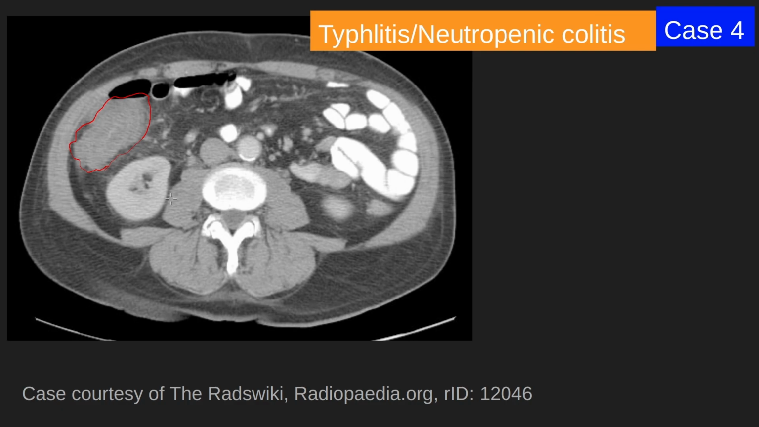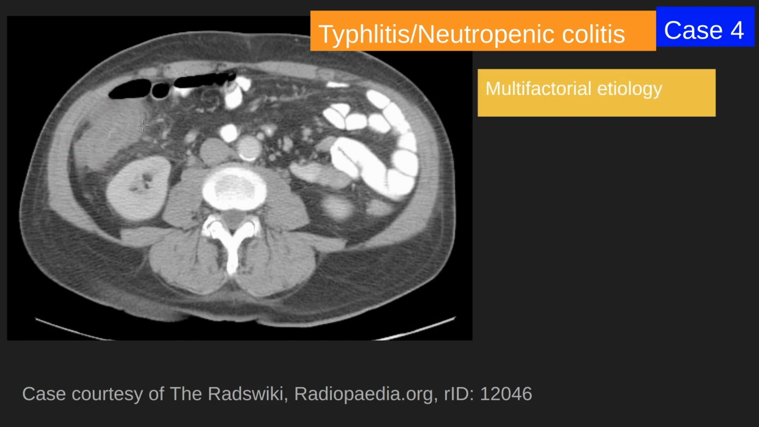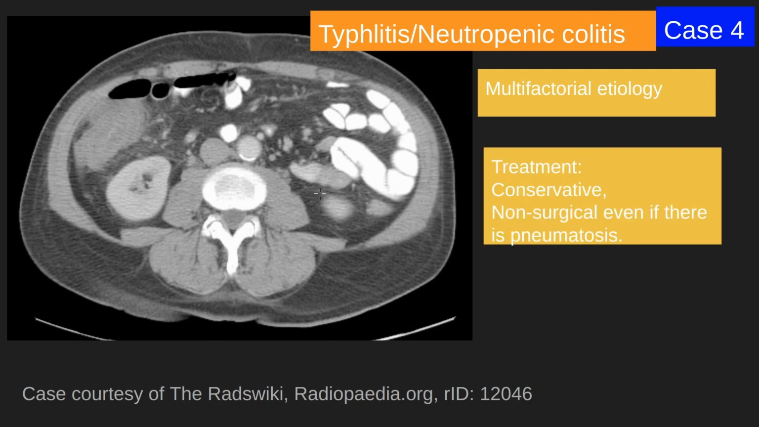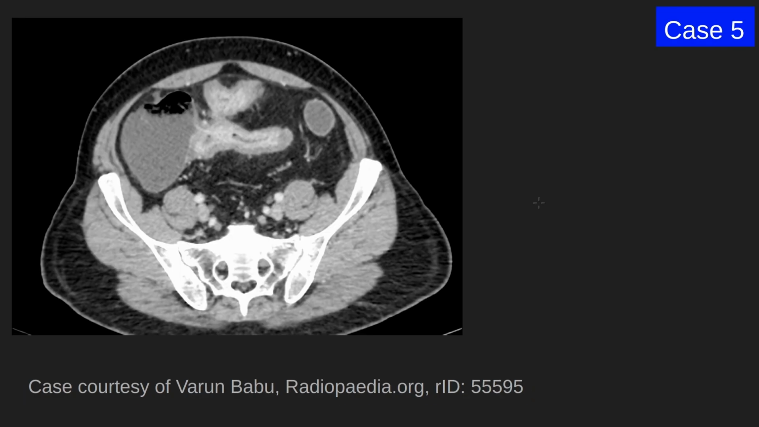The treatment for neutropenic colitis is non-surgical and remains conservative. Even if you see pneumatosis, that is gas in the wall of the colon here, even then the treatment of choice is conservative and non-surgical. So the etiology is multifactorial, as we discussed earlier. Moving on, case number 5.